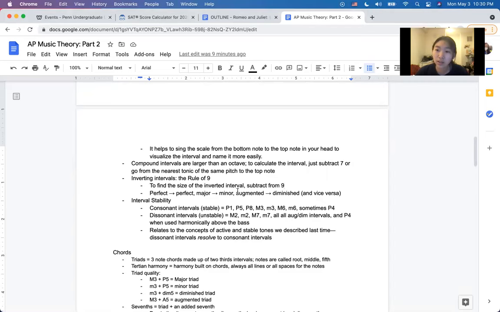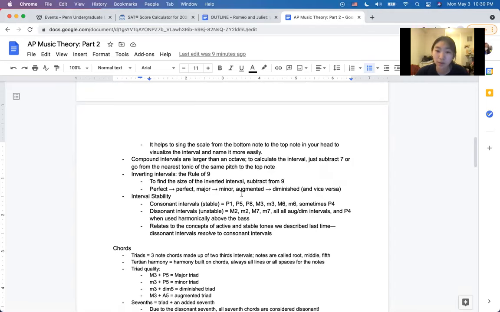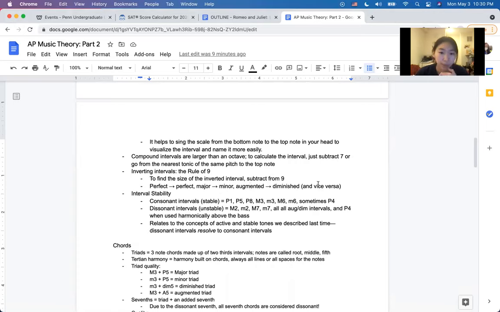You subtract the original size of the interval from 9, and then for the quality, perfect stays perfect, major turns to minor, and minor turns to major, augmented turns to diminished, and vice versa. So you basically just reverse it using these rules. For instance, a perfect fifth would invert to a perfect fourth, and a minor third would invert to a major sixth.